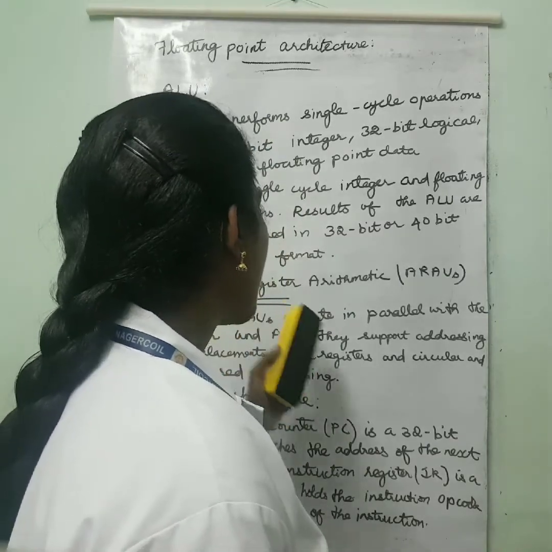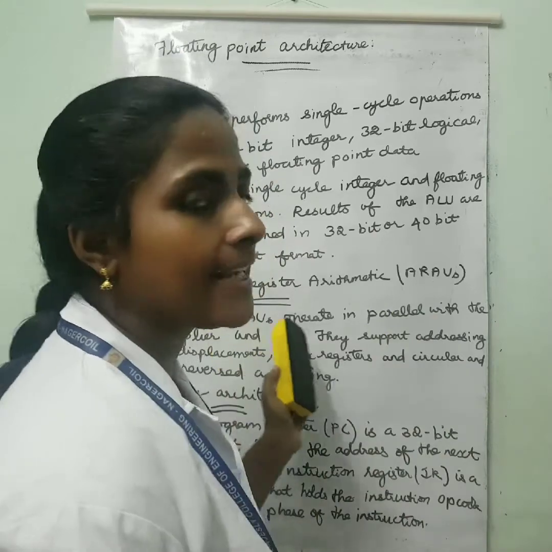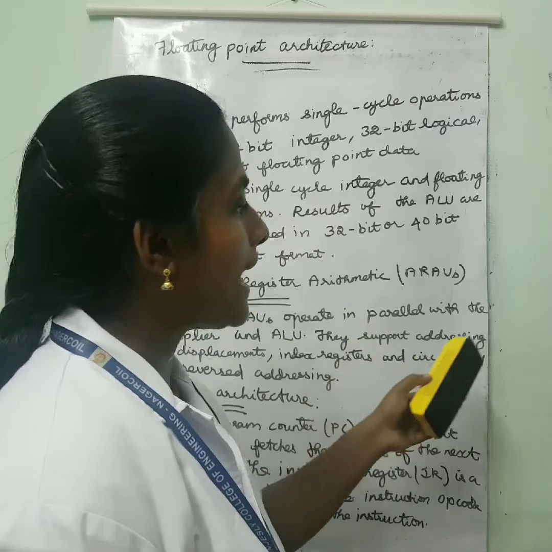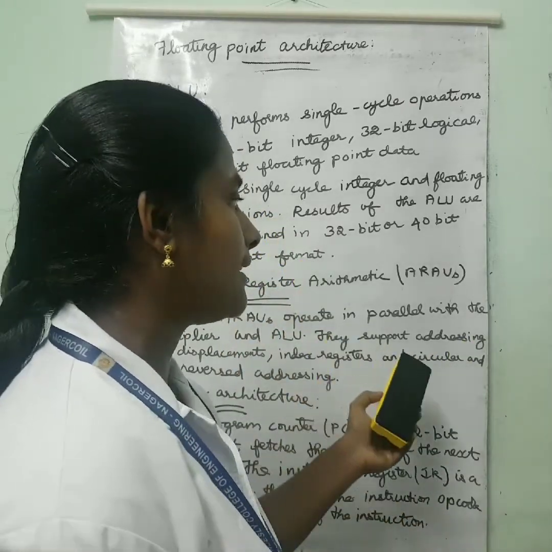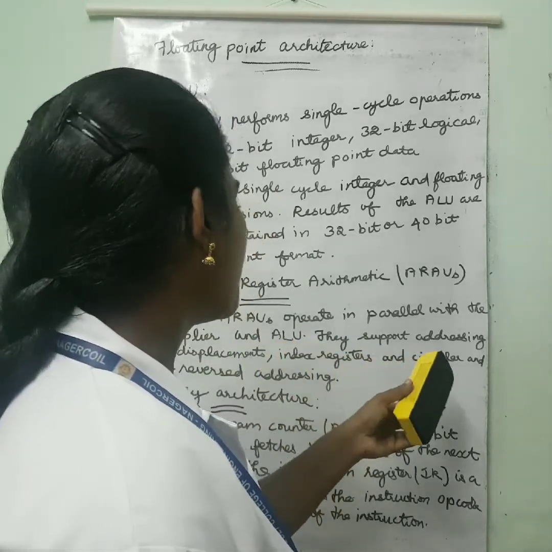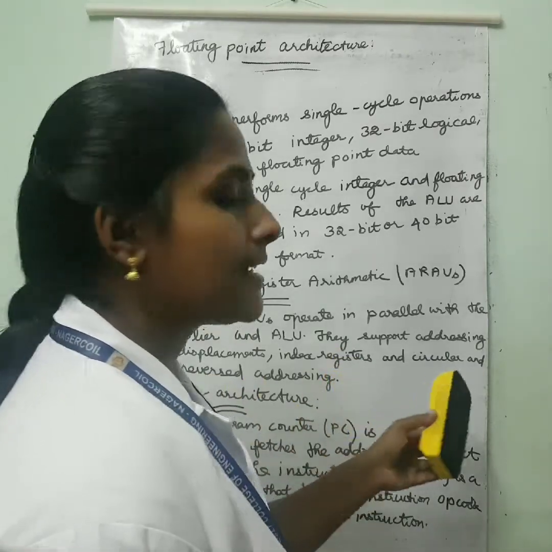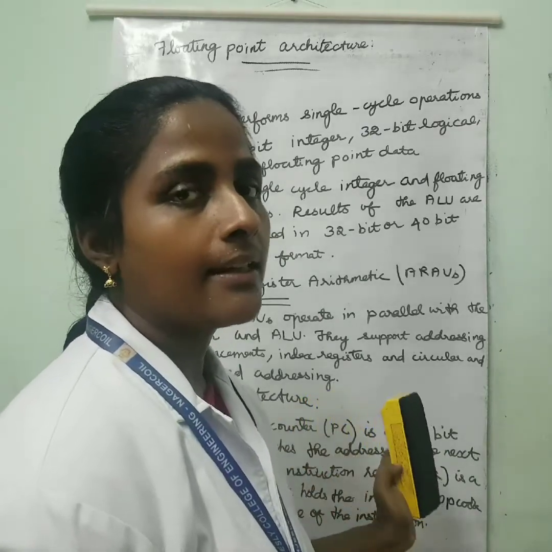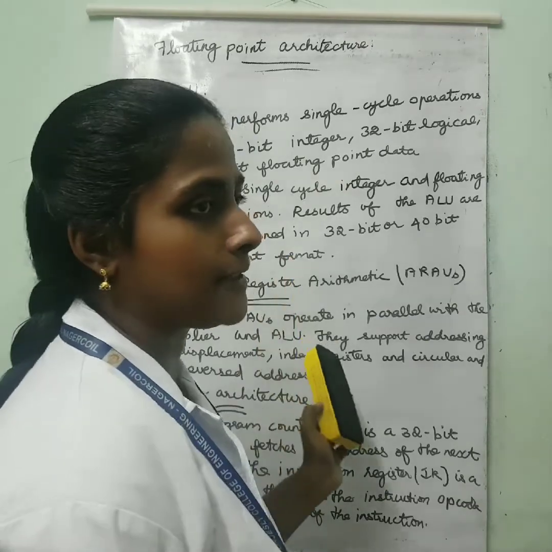Next, the auxiliary register arithmetic units. These operate in parallel with the multiplier and ALU. They also support addressing with displacements, index registers, and circular and bit-reversed addressing. Next we can see the memory architecture of this floating point processor.